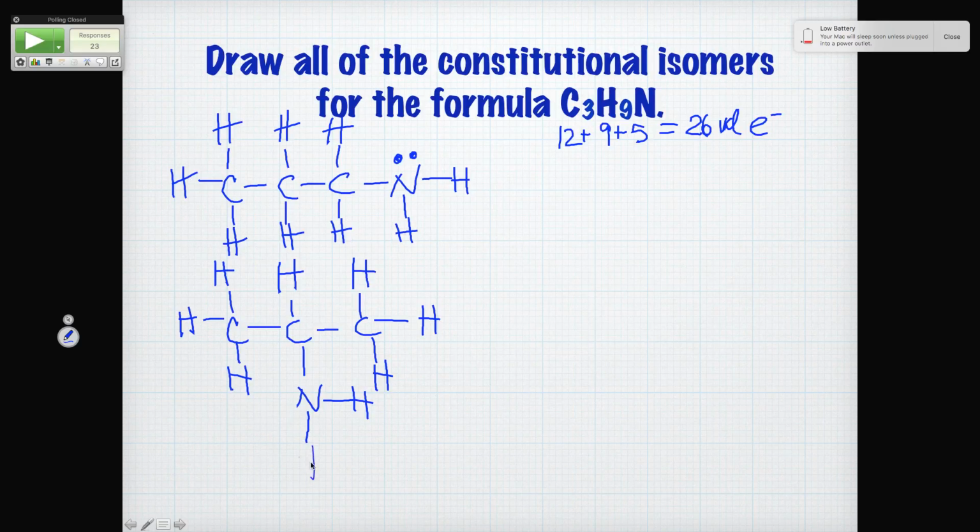It's freaking me out. Okay, now what's missing? Lone pair. Don't forget your lone pair. It's really important because you're going to have to use those lone pairs later on. Okay, so we got 2.